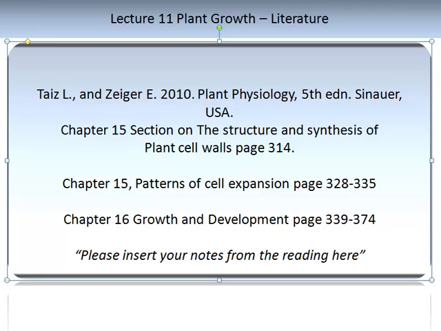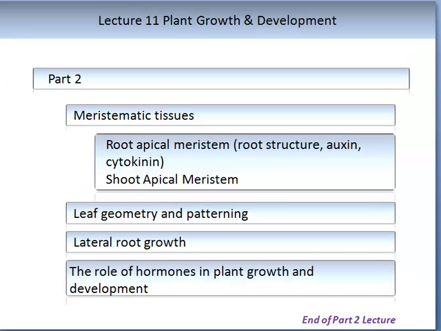Could you please read the recommended textbook Plant Physiology by Taiz and Zeiger, 5th edition, Chapter 15, section on the structure and synthesis of plant cell walls, page 314, the section on the pattern of cell division, Chapter 15, pages 328 to 335, and finally the whole of Chapter 16 on growth and development, pages 339 to 374. Please make relevant notes and insert your notes into the lecture at this point.